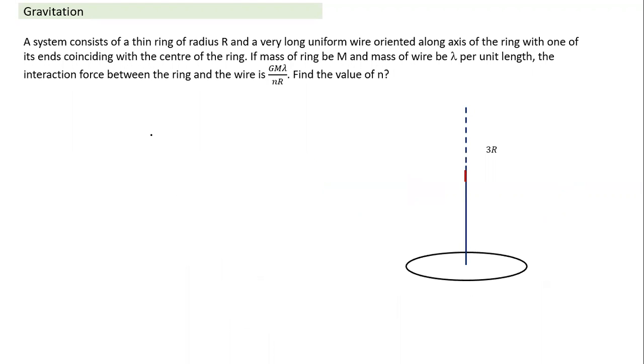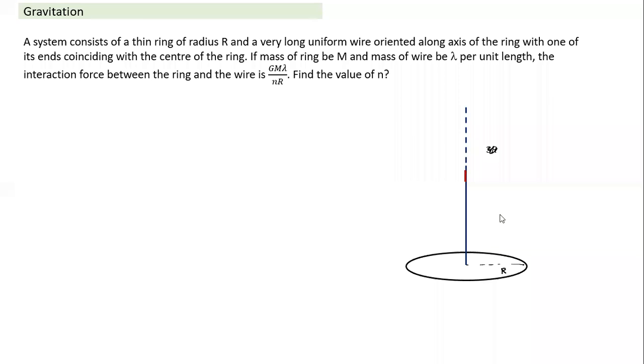Okay, now moving on. All derivations involve dividing into small pieces and taking small elements. So this system consists of a thin ring of radius r. There's a thin ring here with radius r given, and there's a long uniform wire oriented along the axis of the ring with one of its ends coinciding with the center of the ring. So this is the ring in blue color, and this other line mass goes like this, starting at the center and reaching up to infinity.